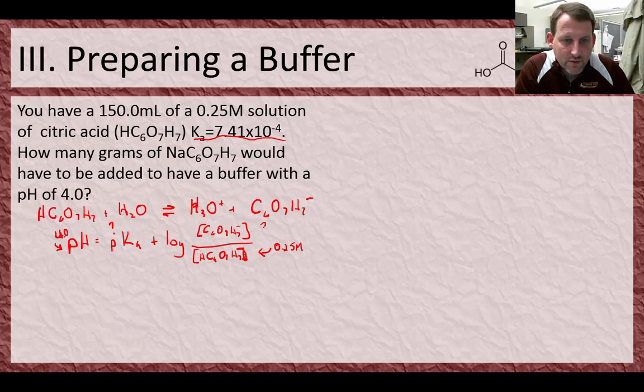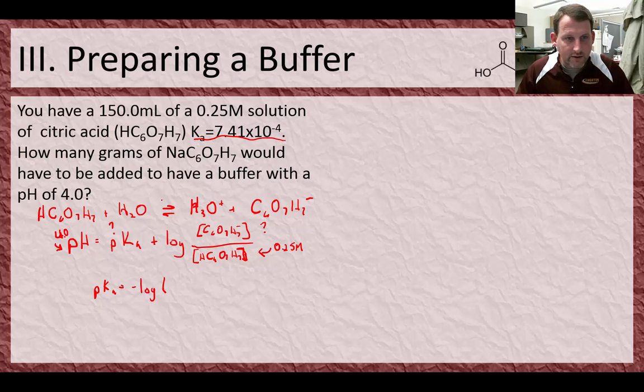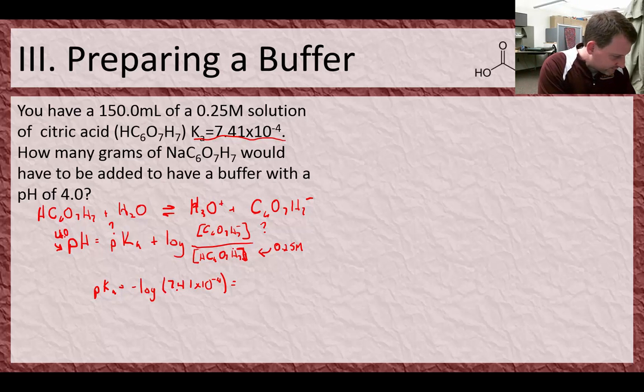We don't know this one. It's a question mark. And that's okay because we're actually looking for this one. We're looking for the amount we'd have to add. So to find that, we have to first find the concentration. So let's find the things we need. We need the pKa. So up here I'm going to say pKa. That's clearly pH. Let me get rid of that real quick. So the pKa is equal to the negative log of the Ka, which is 7.41 times 10 to the minus 4. And that value is equal to 3.13.